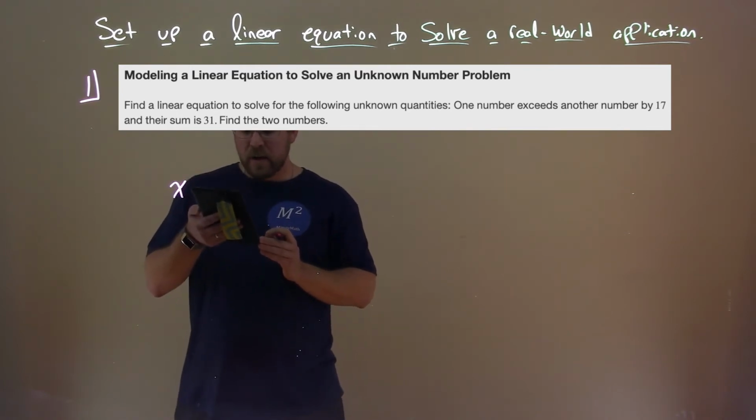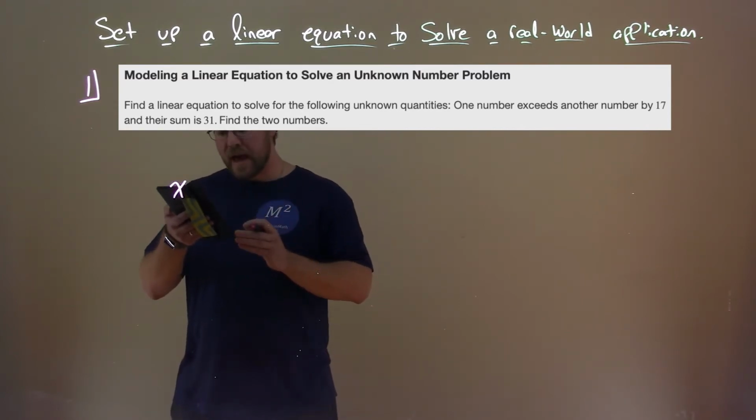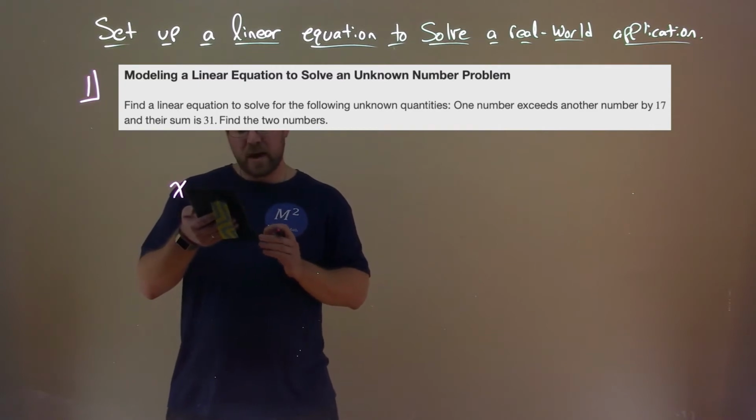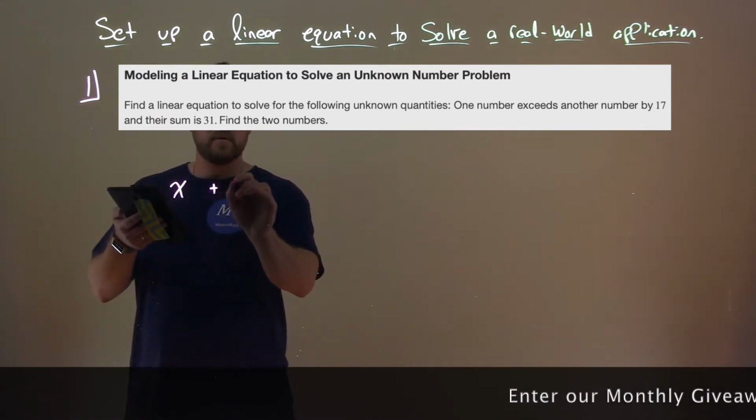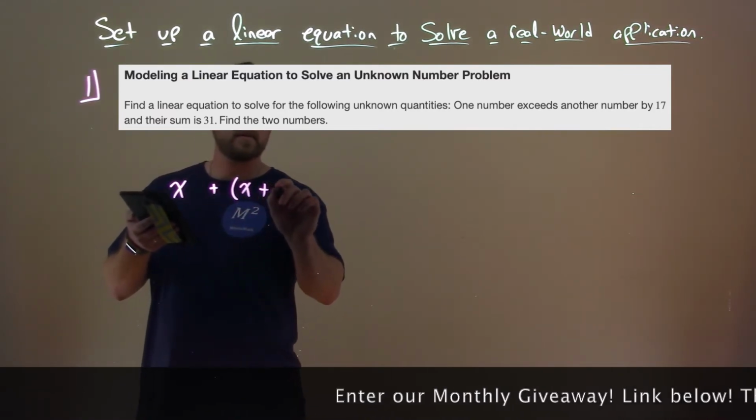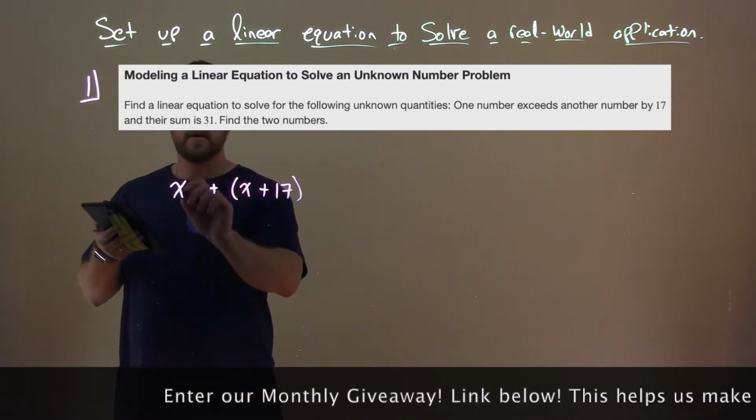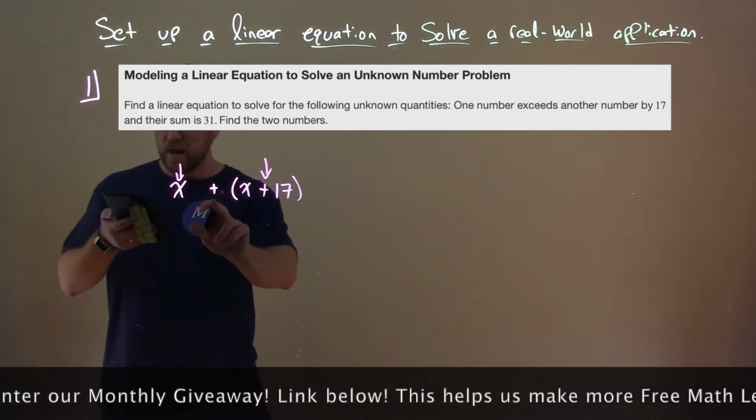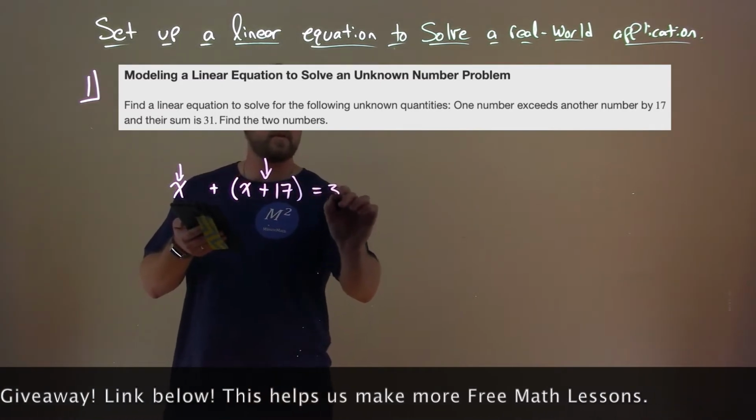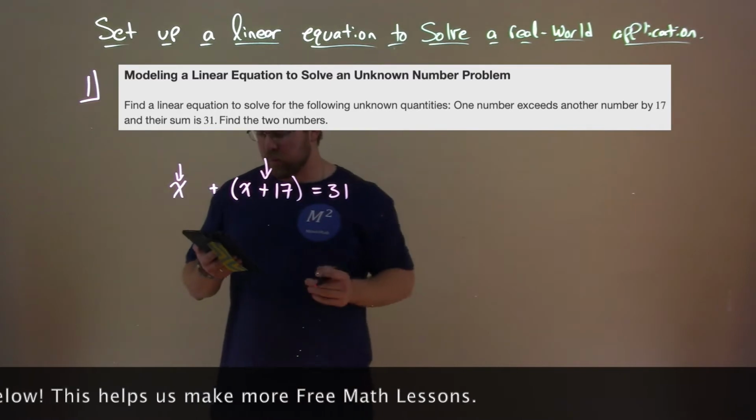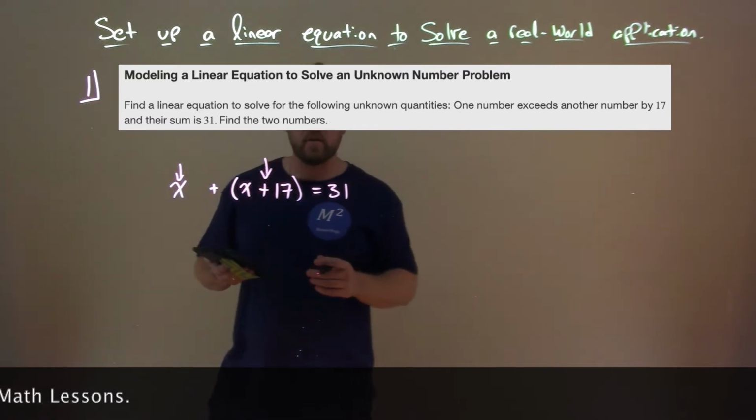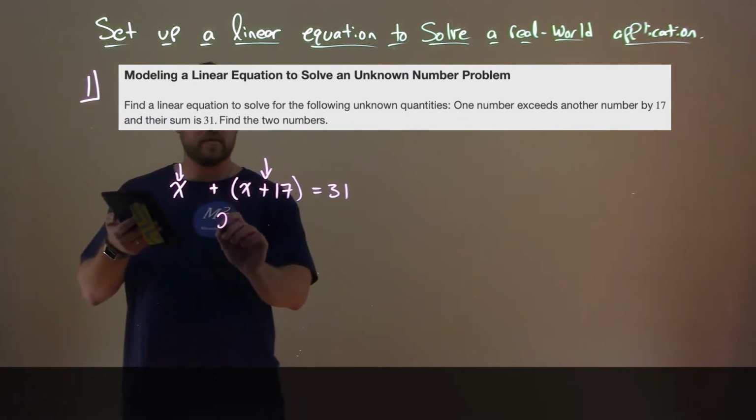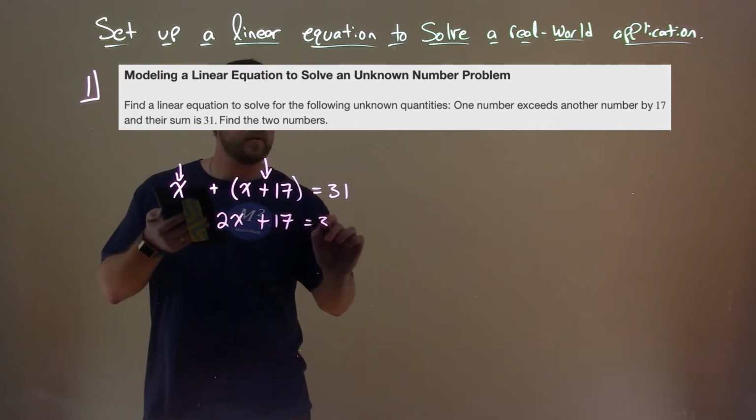They tell us that one number exceeds another number by 17. So if the first number is x, and the second number exceeds that number by 17, that means the second number is whatever the first number is plus 17. So we have our first number and our second number, and their sum is equal to 31. When added together, they equal 31. Now we've set up an equation and we can solve for x. So x plus x is 2x, plus 17 equals 31.